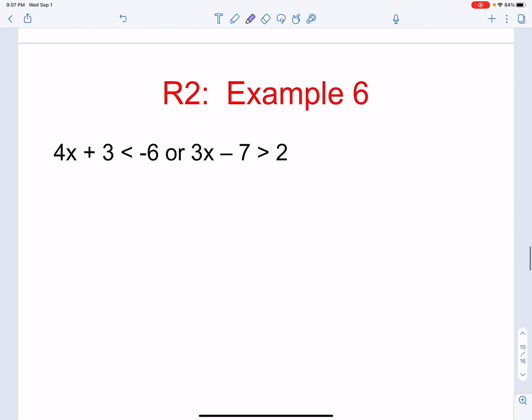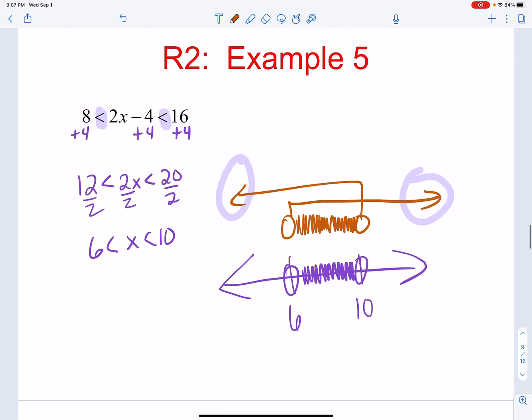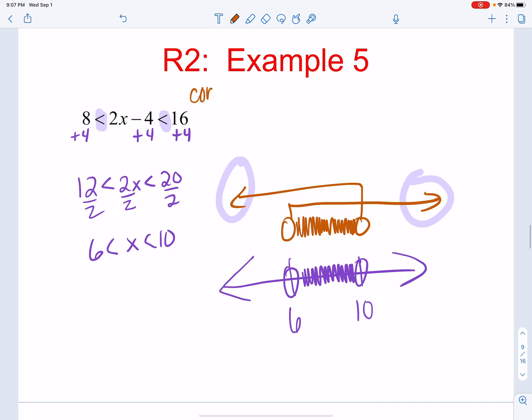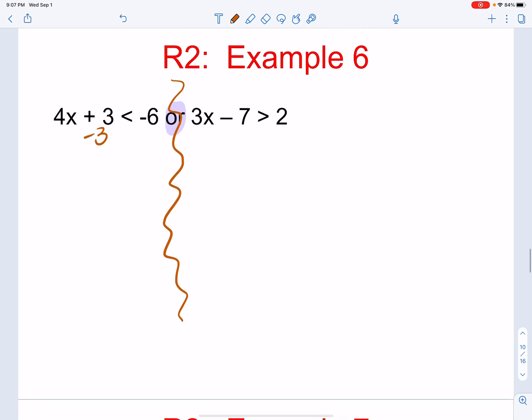Okay? So on this one, now when it's an or, you're going to work these problems separately. This is 2 separate problems. Do not try to intermix them. The previous one is not 2 separate problems. There's no and or. It's a compound inequality, so you're going to do it all together. So these are different. Okay, so this you're going to do separately. You're going to subtract 3 from both sides. So you get 4x is less than a negative 9. Divide by 4, and x is less than a negative 9/4.